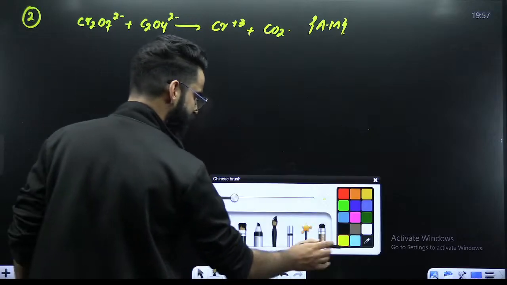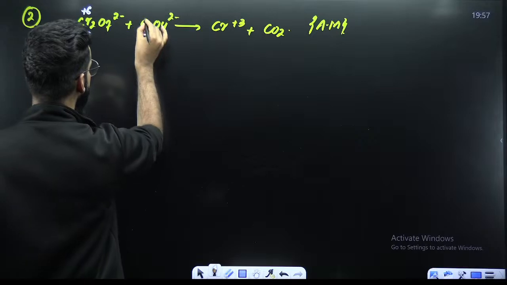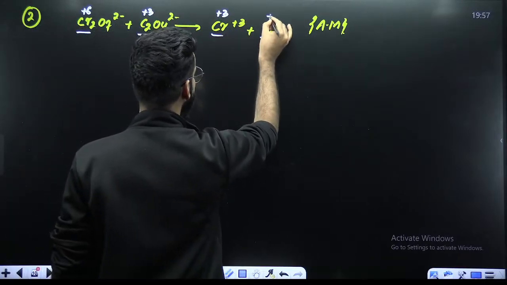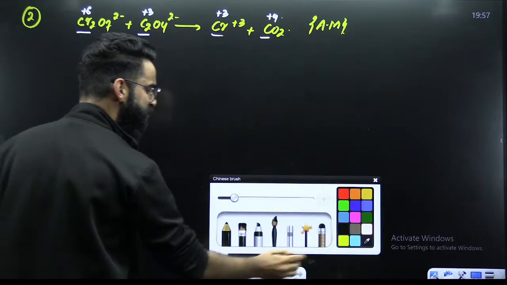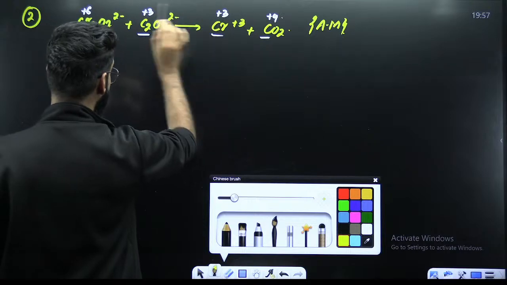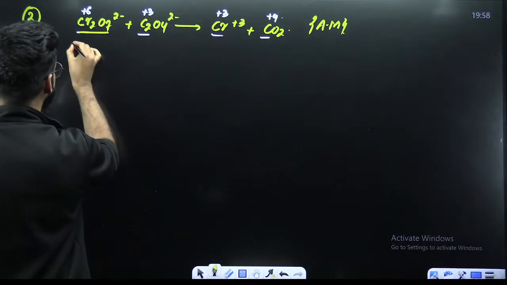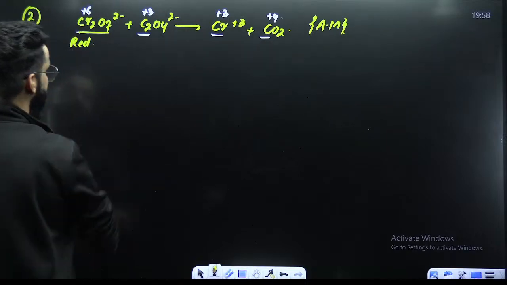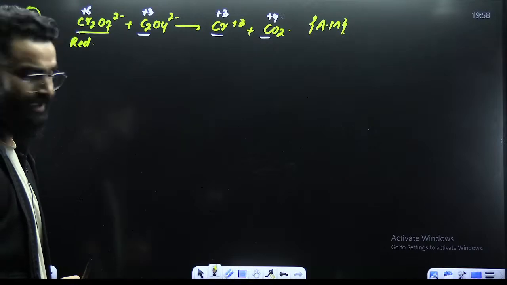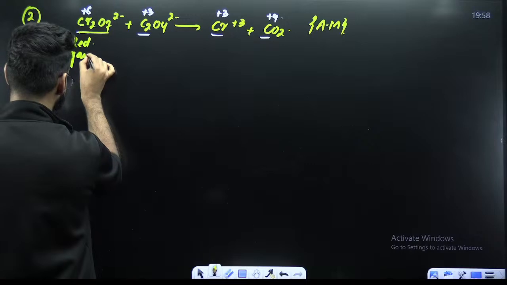First thing, calculate the oxidation state of all the atoms. What is the oxidation state of chromium here? Plus 6. Oxidation state of carbon, plus 3. This chromium, plus 3. This carbon, plus 4. Now check which species is undergoing oxidation and which species is undergoing reduction. Plus 6 to plus 3, decrease in the oxidation state. Decrease in the oxidation state means reduction. So Cr2O7 2- is undergoing reduction. If it is undergoing reduction, it will be gaining electrons.